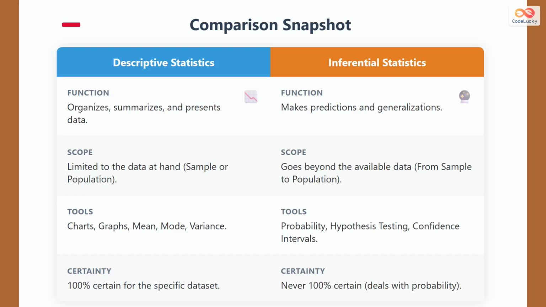Here is a side-by-side comparison. Descriptive statistics organizes and presents known data. Its scope is limited to what is in front of you. Inferential statistics makes predictions and generalizations. Its scope goes beyond the data. Descriptive statistics gives us certainty about the sample, while inferential statistics deals with probabilities and estimations about the population.